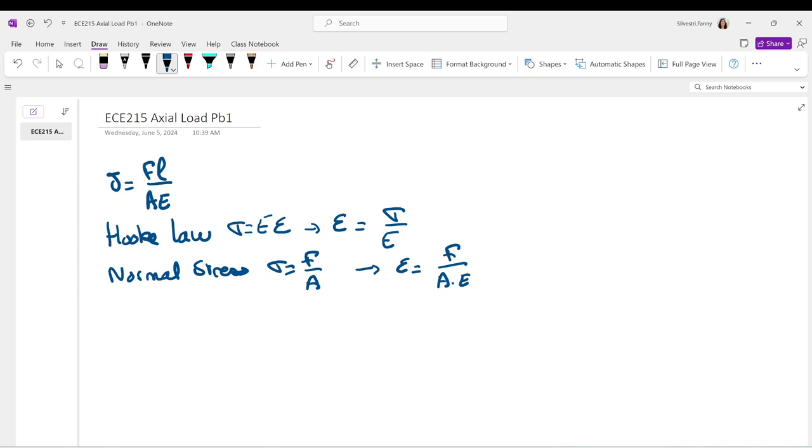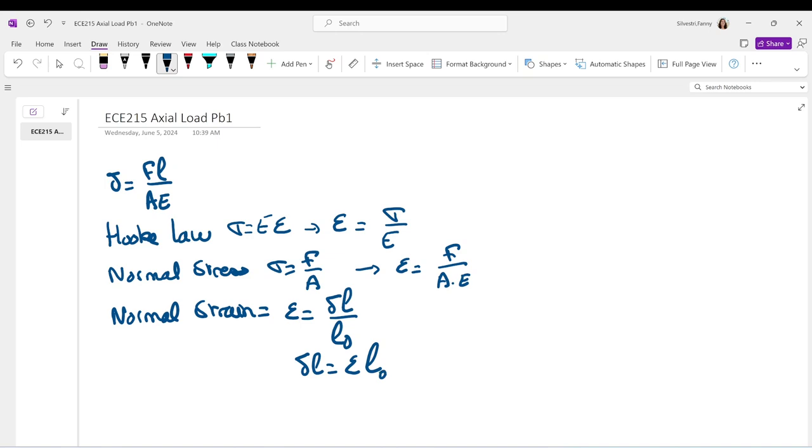And we also know that the little epsilon, so the normal strain, epsilon equals delta L divided by the L initial, let's say L naught. So we can write that, I will make one more step, delta L equals epsilon times L naught, the initial L.